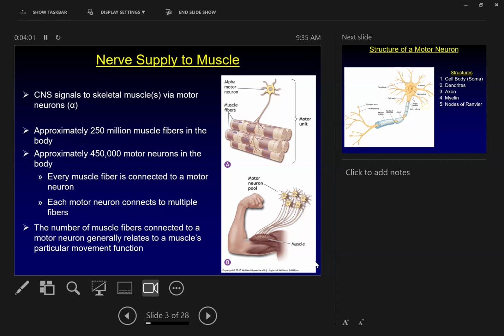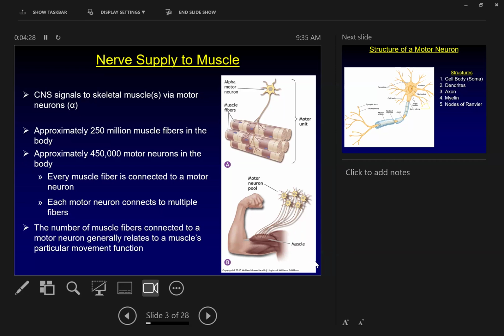So you have about 250 million muscle fibers in your body. We've got about 450,000 motor neurons in an average person. Every fiber has a connection to one and only one motor neuron. Okay? And every motor neuron, because the math won't math if it doesn't go the other way, every motor neuron connects to multiple fibers. Okay?